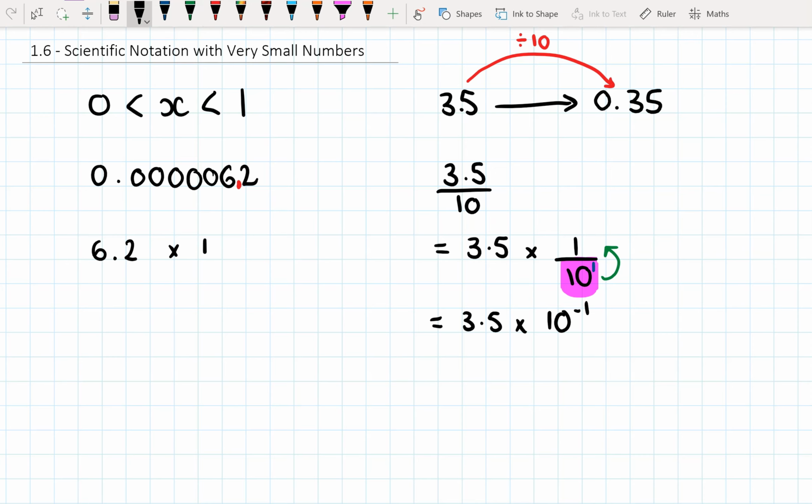It's going to be times 10 to the power of, and again, same as with large numbers, we're just going to count how many places we moved it. So 1, 2, 3, 4, 5, 6 places.